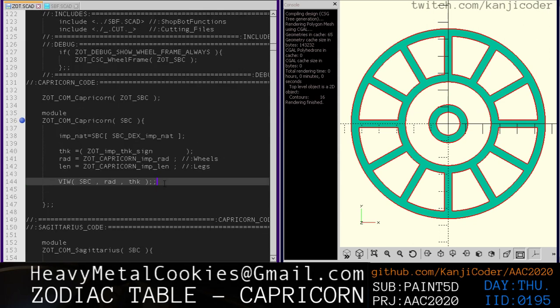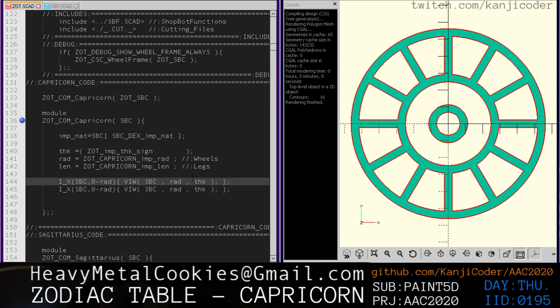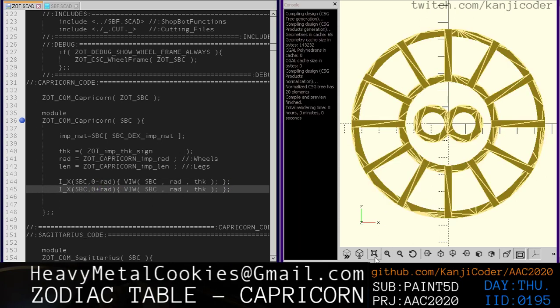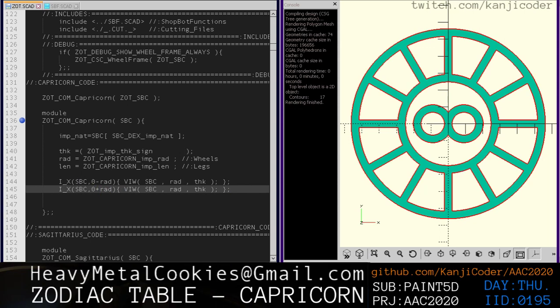So I'm thinking we have this, and we do inch x SBC 0 minus the radius, right? And then on the other end, we make one more of these. And then instead of 0 minus the radius, we do 0 plus the radius. Okay, F4. So now we got these two kind of circles here, right? And that's a little bit too big. We're not going to have much room for anything if the radius is that big.